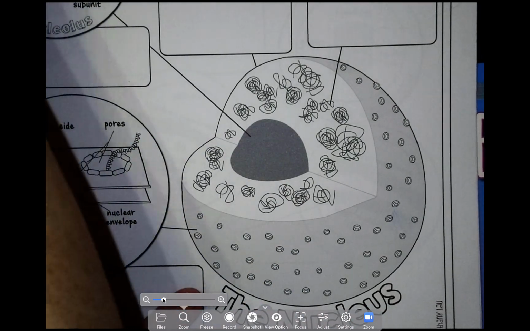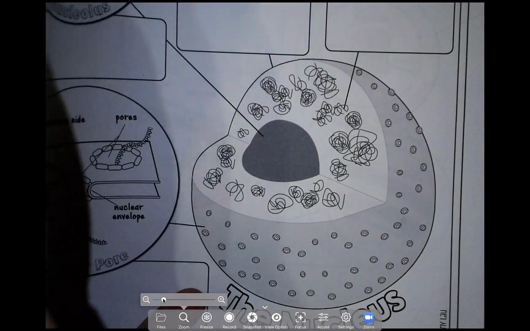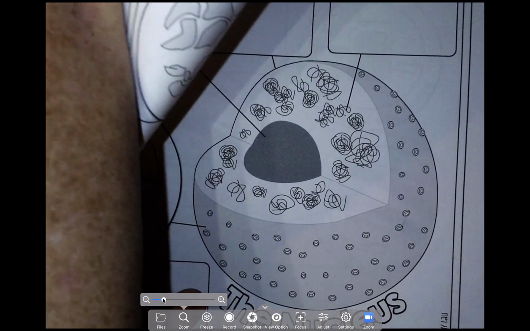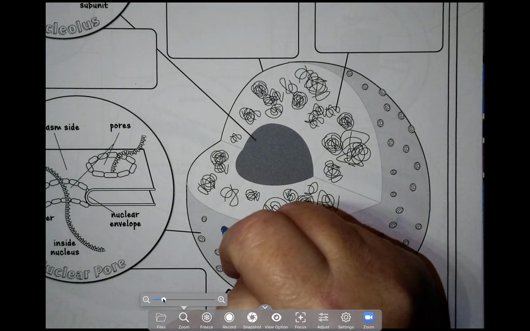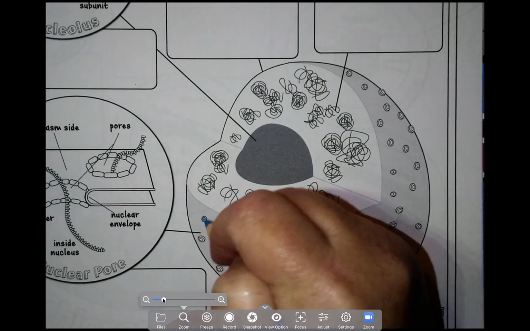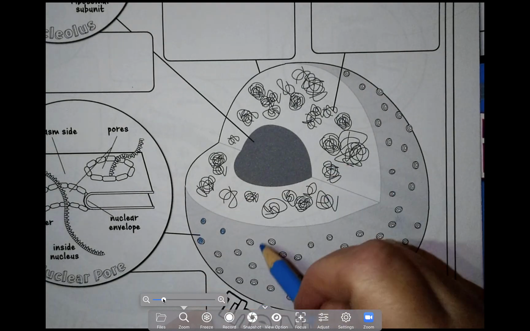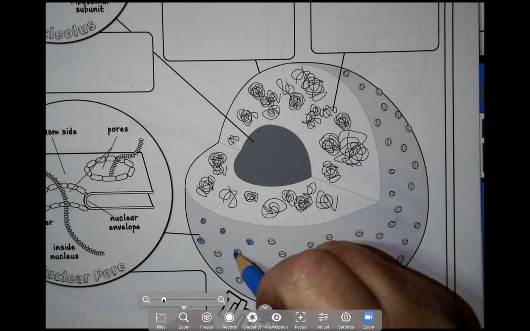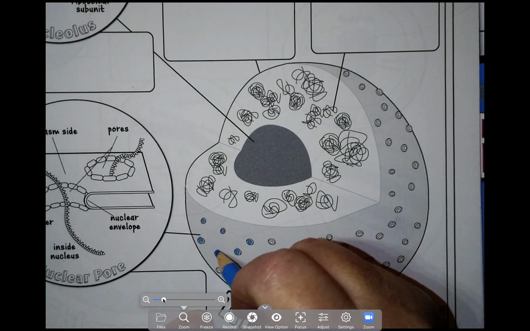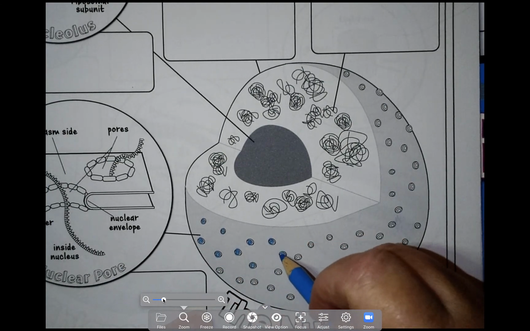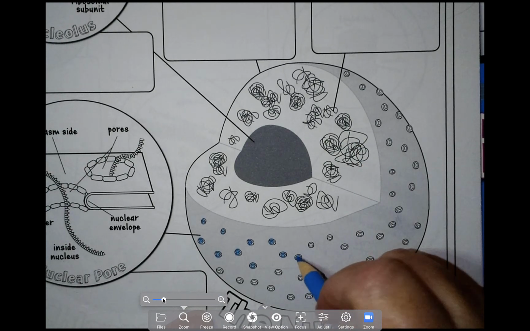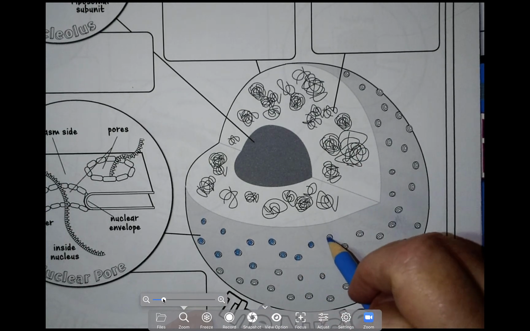I think I will color them, oh, it doesn't really matter, but I'm going to color a little bit. So I'm going to color these blue. So the nuclear pores are these little holes that are inside of the nucleus. They kind of act like a tunnel, and parts of the RNA, now don't forget, I said the RNA is a copy of the DNA.